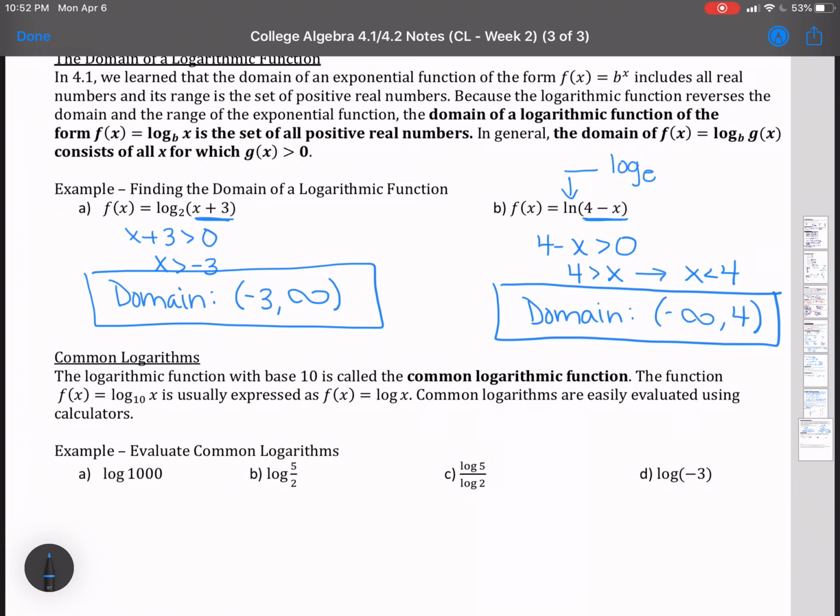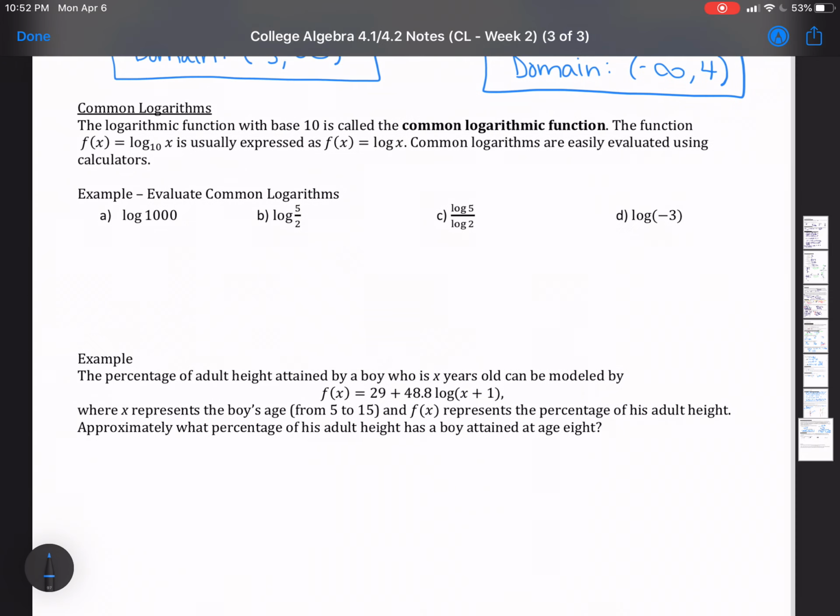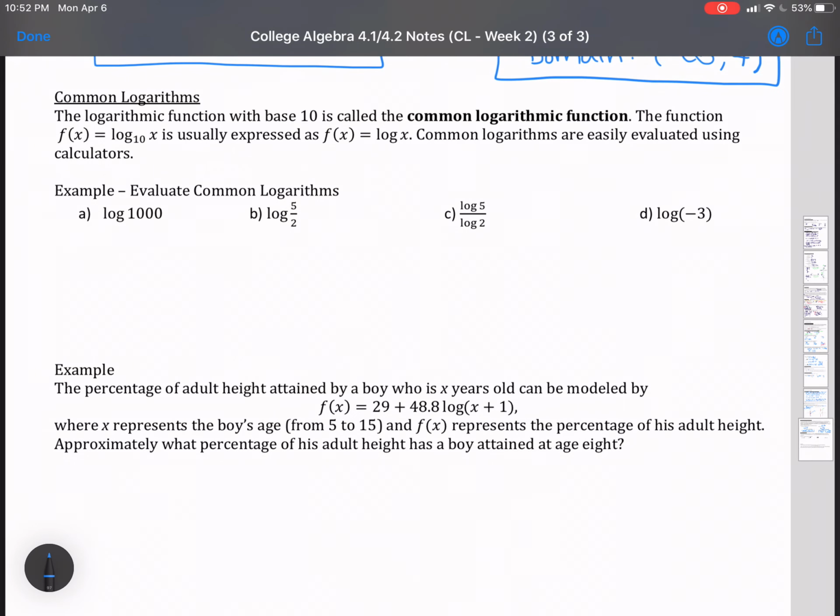Okay, so we have two different types of logarithms, and I'm realizing I think we don't actually have the natural log in these notes that I cut. So the common logarithm is when we have base 10. This is the one that you're going to see in your calculator, so it's the easiest one to evaluate. And then our natural log is also easy to evaluate, and I'll show you how to access that in a bit.